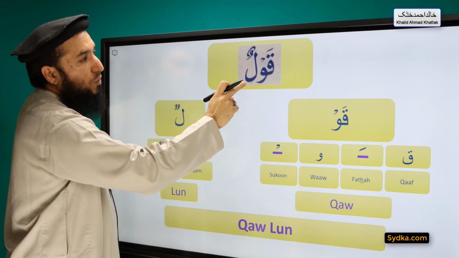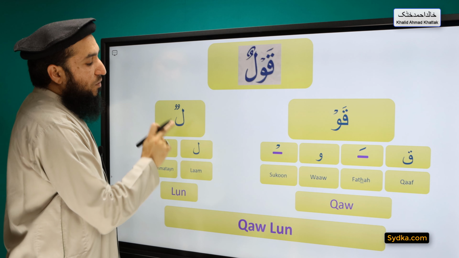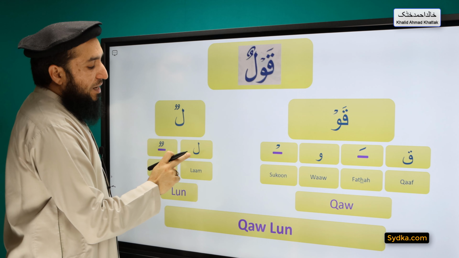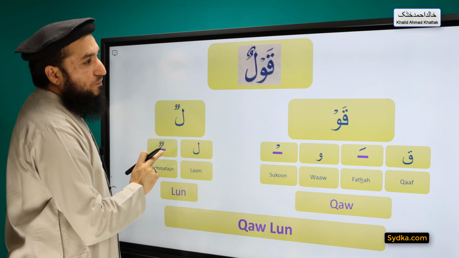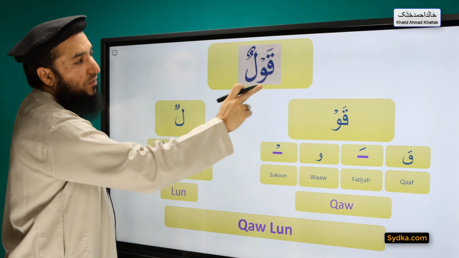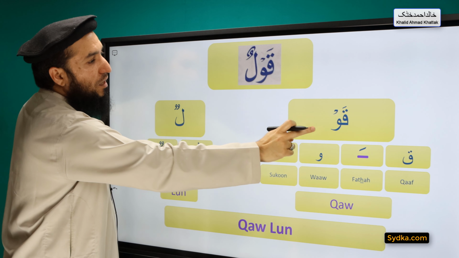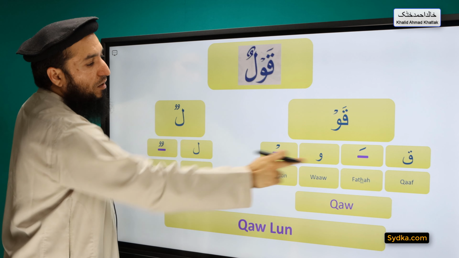Lam Dhammatain Lun. Combining these 2 syllables, we have Qawlun. Qawlun.